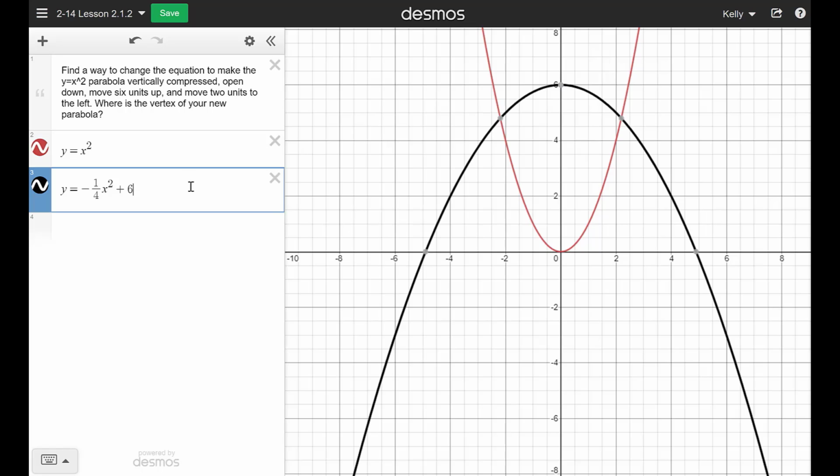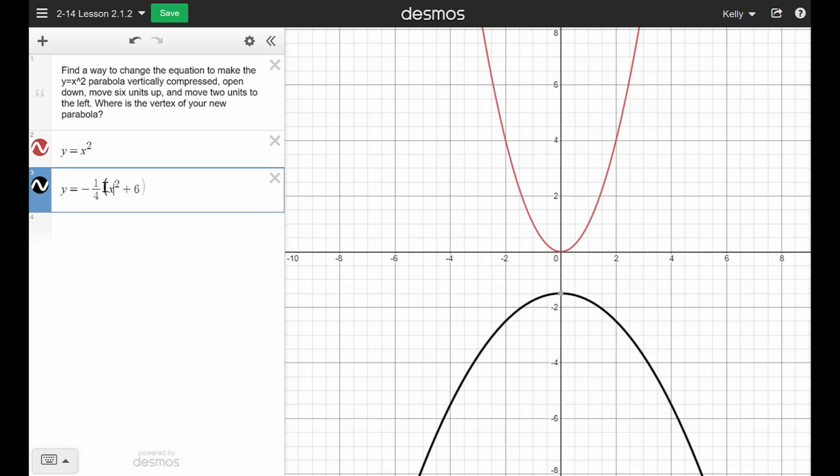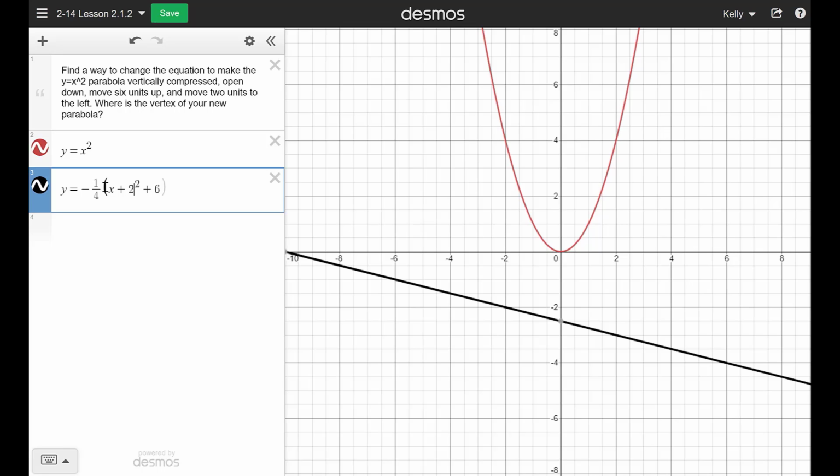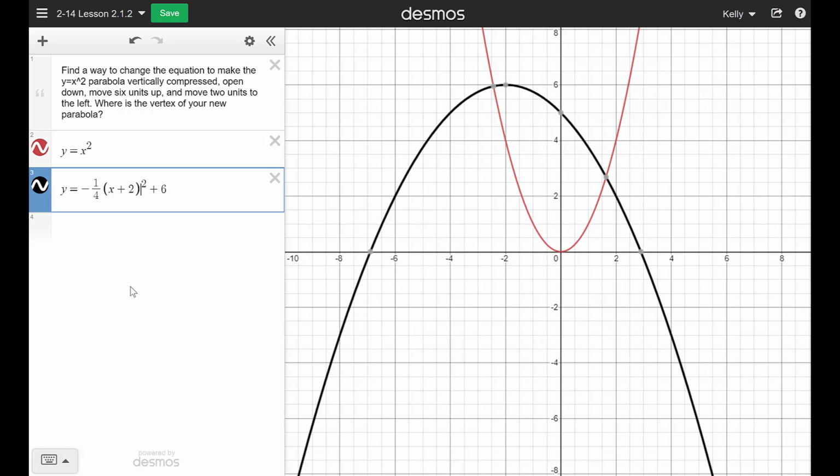But then it also says we need to move 2 units to the left. I promise I won't sing this time. And you need to think opposite. If I'm going in a negative direction, my parentheses have to say plus. So I'm going to put parentheses and I'm going to put x plus 2, since they want 2 units to the left. You see the craziness happening to the graph while I'm still deciding what to do. And then I've got x plus 2 squared, and I've got it up 6.